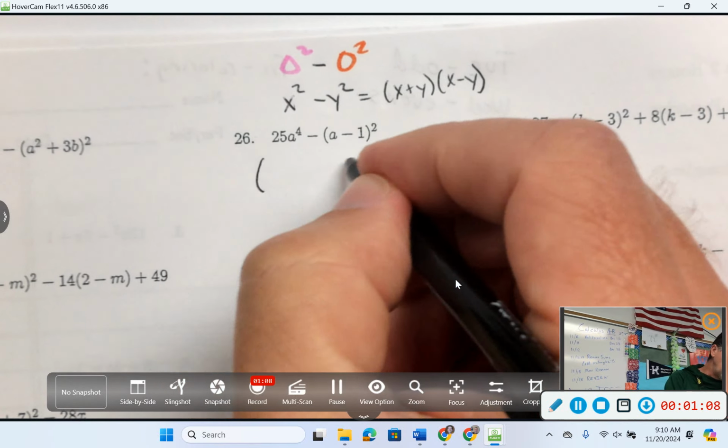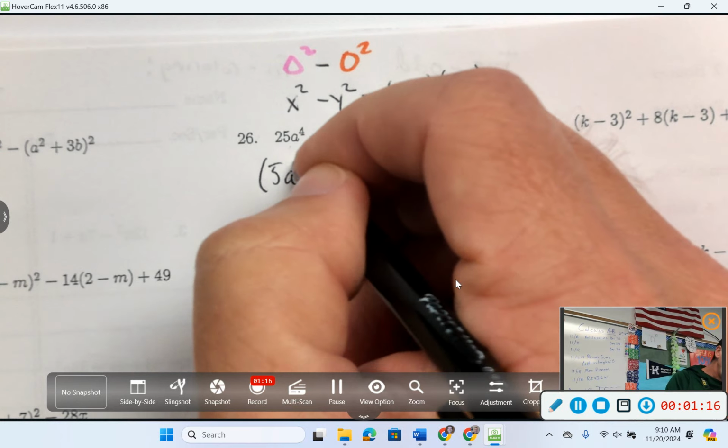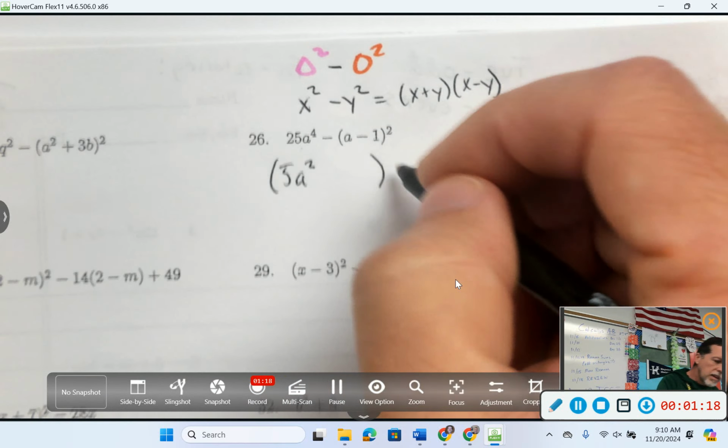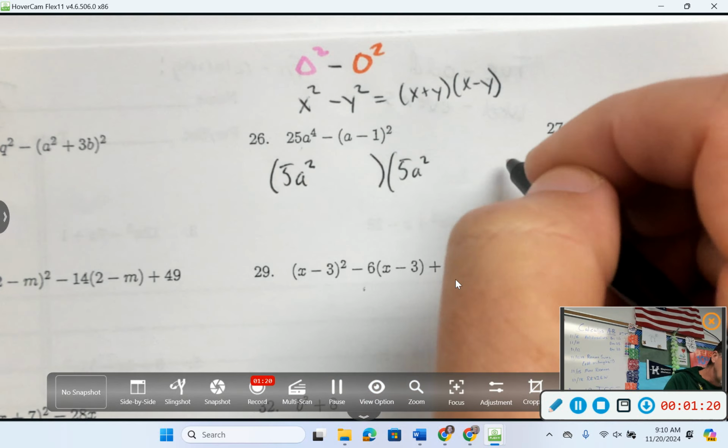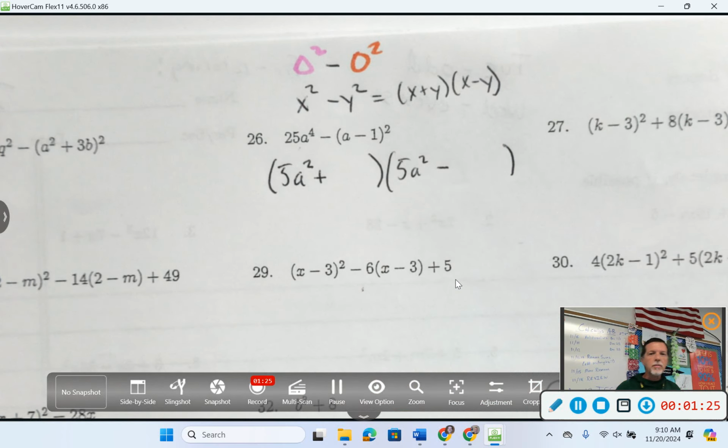So what would we be squaring to get to 25a to the fourth? 5a squared. We put that in both spots now. So now we know it's 5a squared plus something and 5a squared minus something. Well, what would we square to get a minus 1 squared? A minus 1.